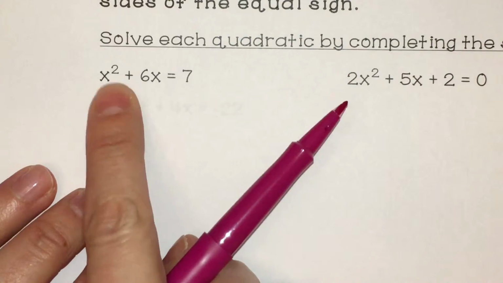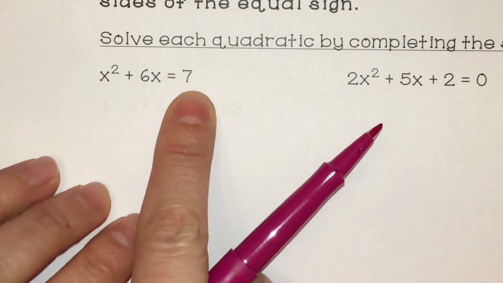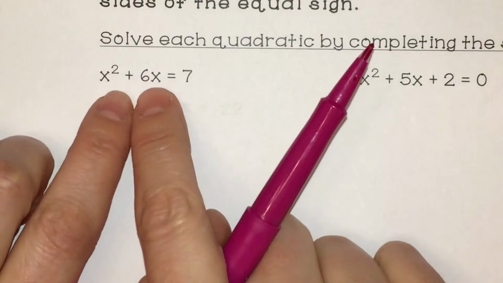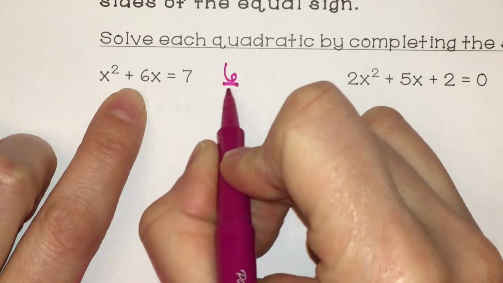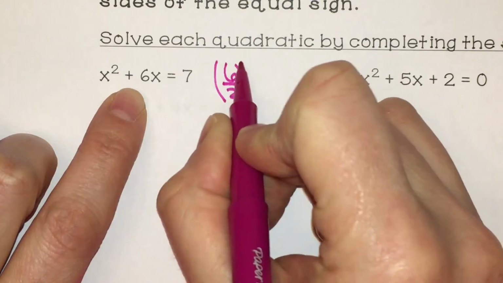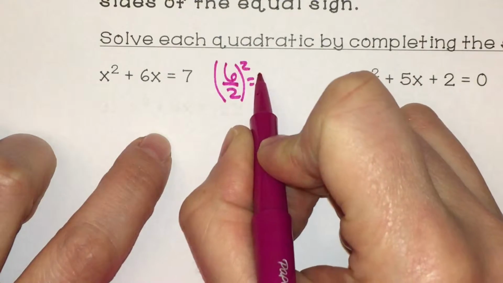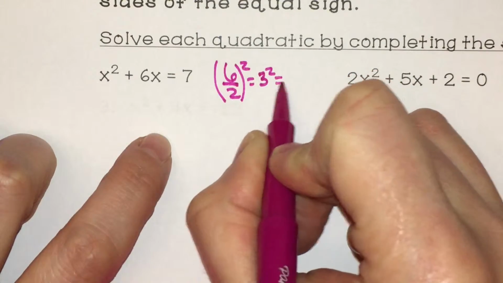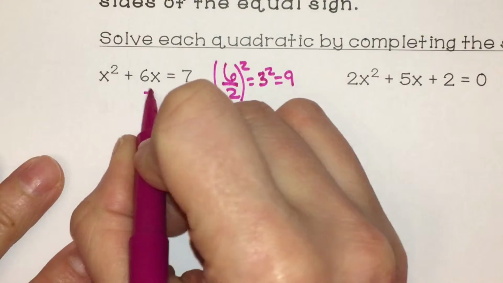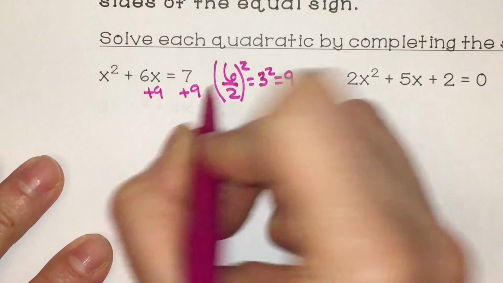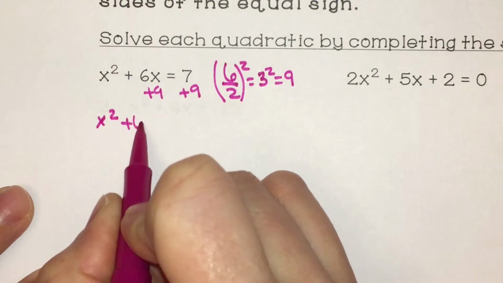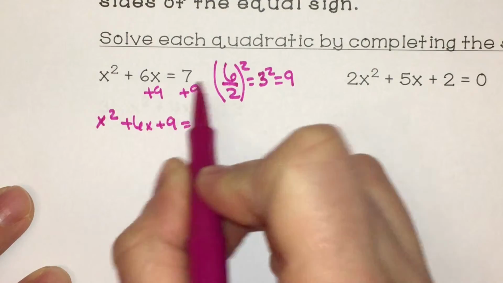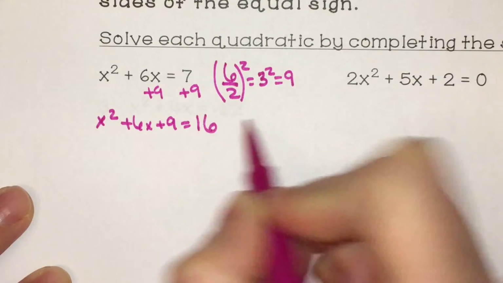It's already in x squared plus bx equals c form. So we just need to find the b value. That's the coefficient of x, which is 6. We're going to divide it by 2 and then square it. Well, 6 divided by 2 is 3, and 3 squared is 9. So I'm going to add 9 to both sides of the equal sign. Okay, so I have x squared plus 6x plus 9 equals 7 plus 9, which gives me 16.